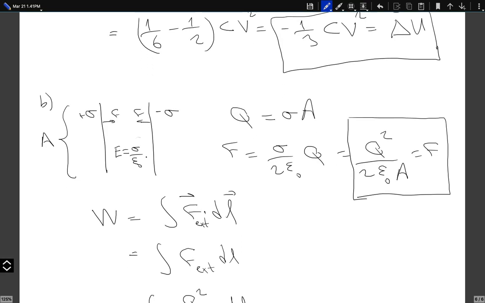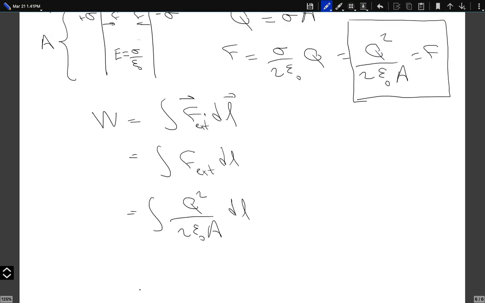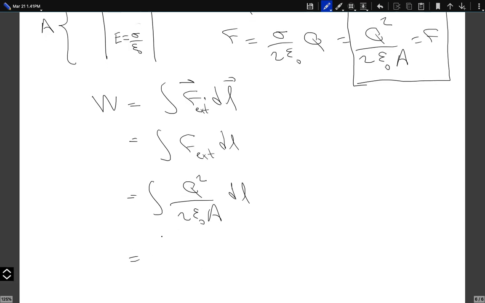Okay, so let's continue. Now, what depends on their separation in this expression? Does A depend on the separation of the plates? Epsilon 0, 2? Q depends on the separation. Because you see, what do we know about Q? Q is C times V.